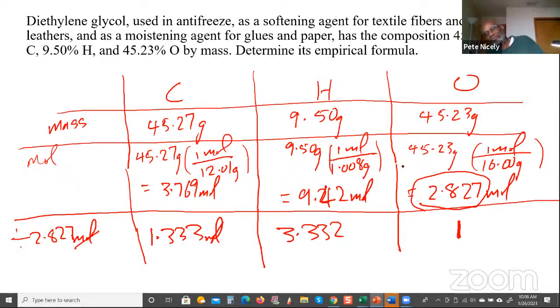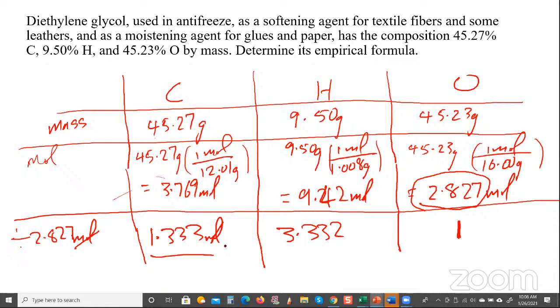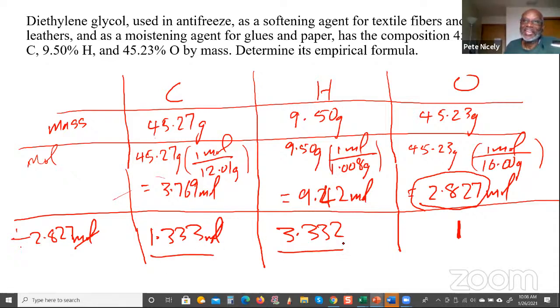Now, what do you think we should do from this point? Anybody? Round the 1 up to a 2 and round the 3 up to a 4. No, can't do that. Let me explain why. These numbers that you were just referencing are too far away from the nearest integer for you to just round up or round down.